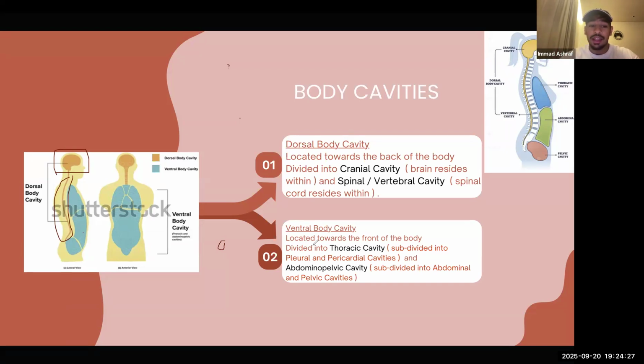So the thoracic cavity is this one right here. Let me draw it for you. This thing is the thoracic cavity. Now the thoracic cavity has two further divisions. It has a pleural cavity and a pericardial cavity. The pleural cavities are these right here.